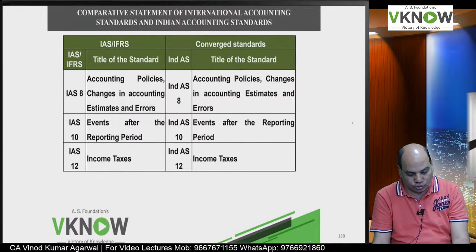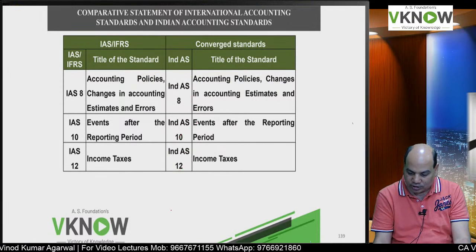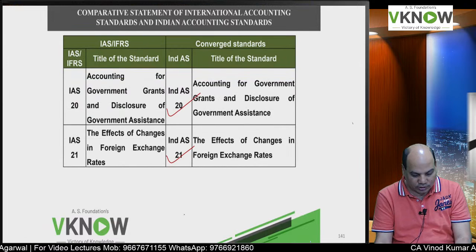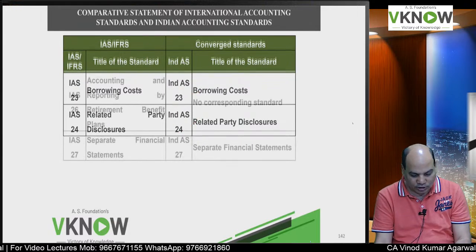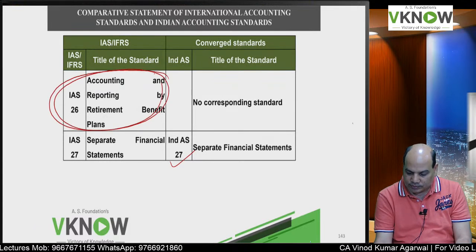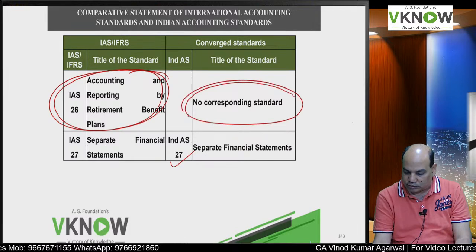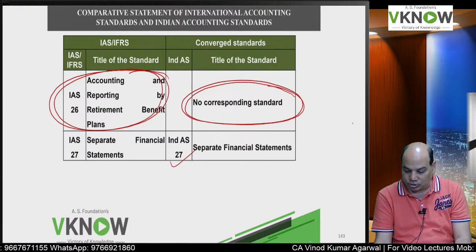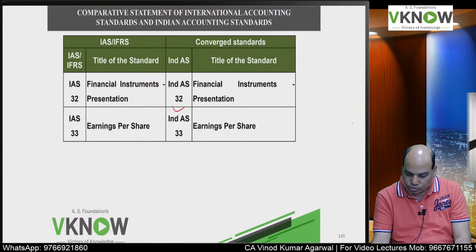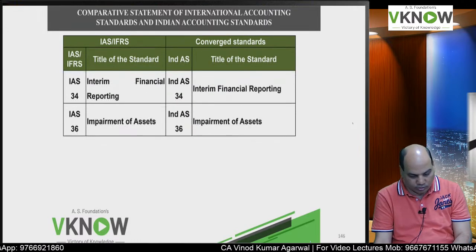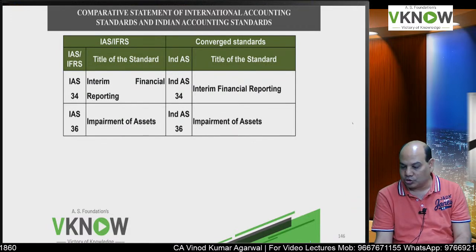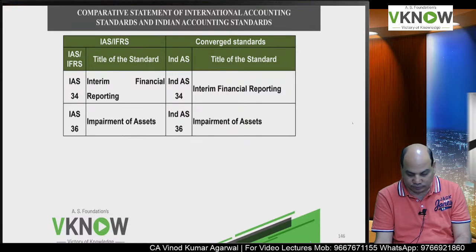Ind AS 1, 2, 7, 8, 10, 12 are in the syllabus. 16, 19 are in the syllabus. 20, 21 is in the syllabus. 23, 24 are in the syllabus. 27. But for IAS 26, as we said, right now in India we don't have a corresponding standard, so enjoy. Then 28, 29 is applicable. 32, 33 is applicable. Then there was Ind AS 29 also in your book, not applicable in your syllabus.